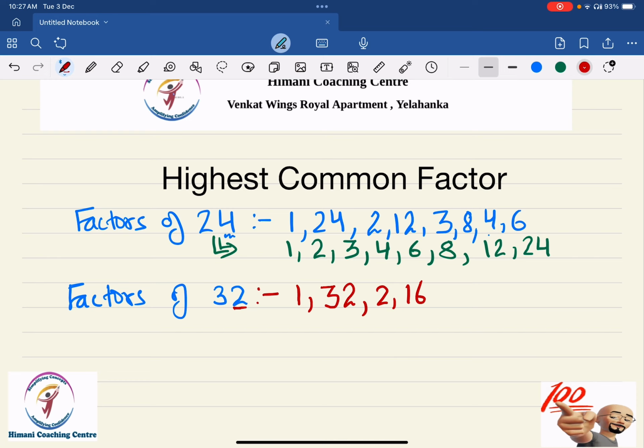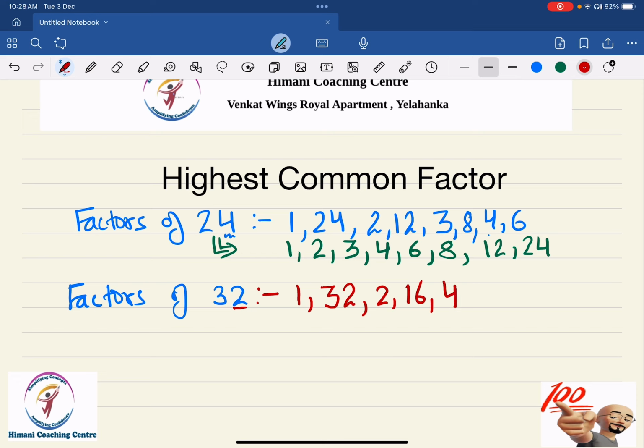Now, 32 does not come in the table of 3. How do we know? We have done a video on divisibility rules. If you have not watched that video, the link is provided in the description. Do watch that video. So what will we do? We will add 3 and 2, we will get 5. 5 is not a multiple of 3. So that means 32 is not divisible by 3. So we move on to 4.